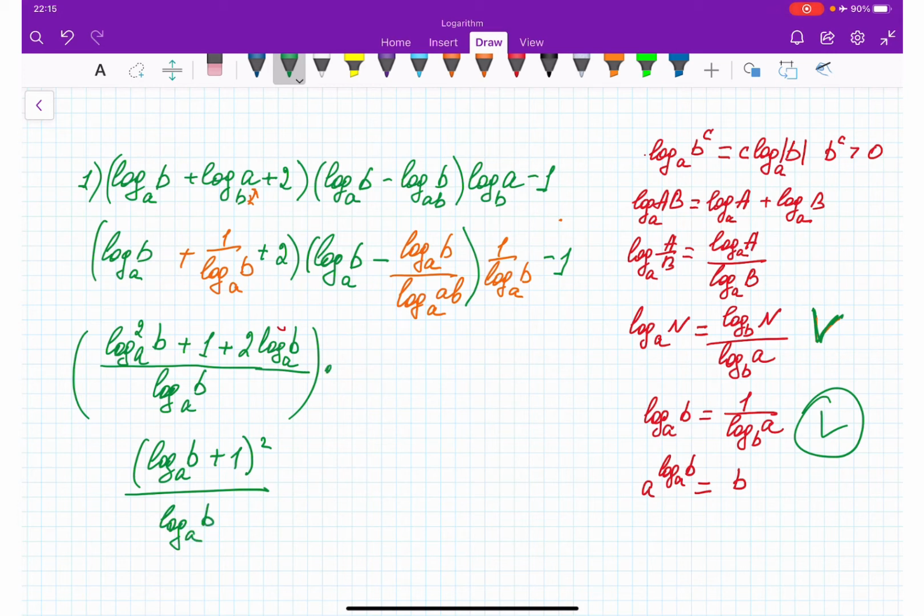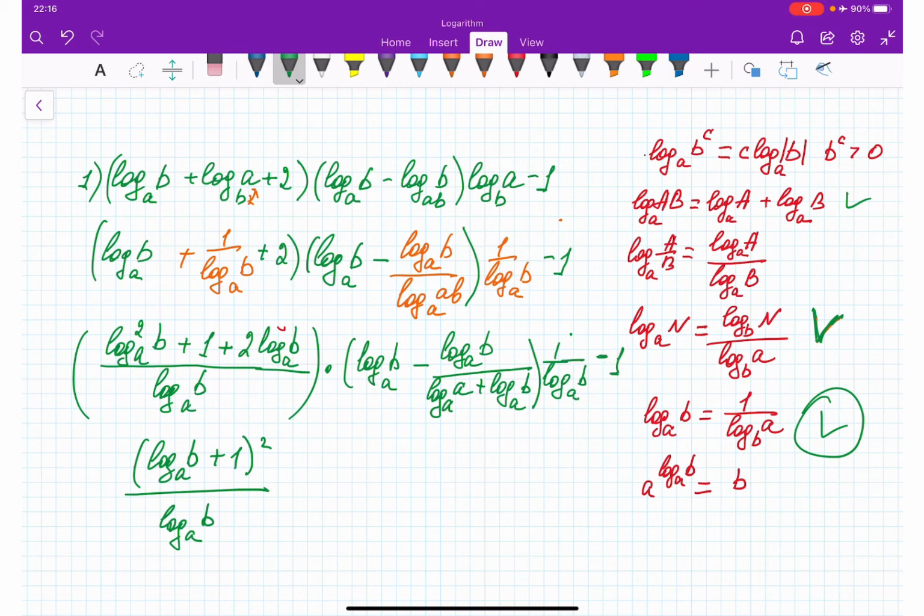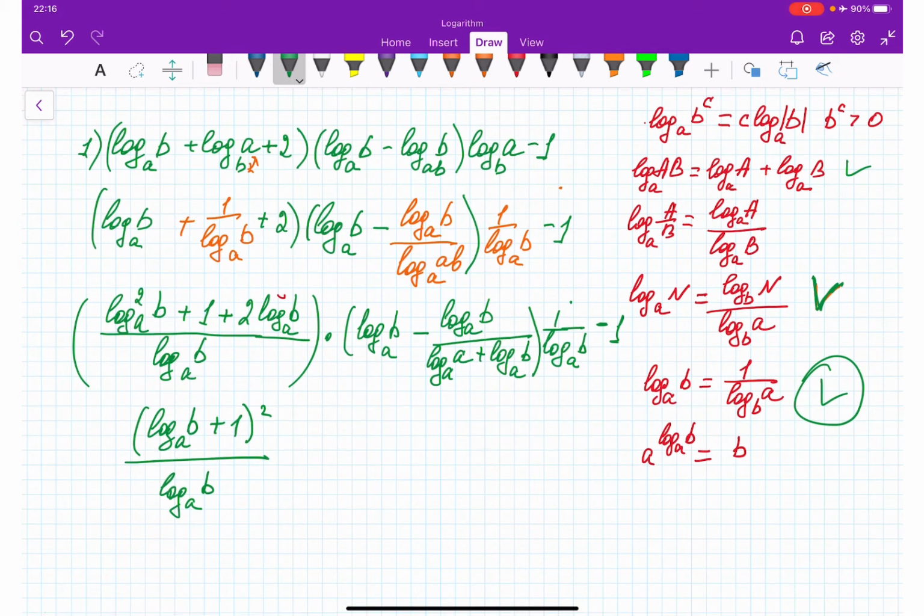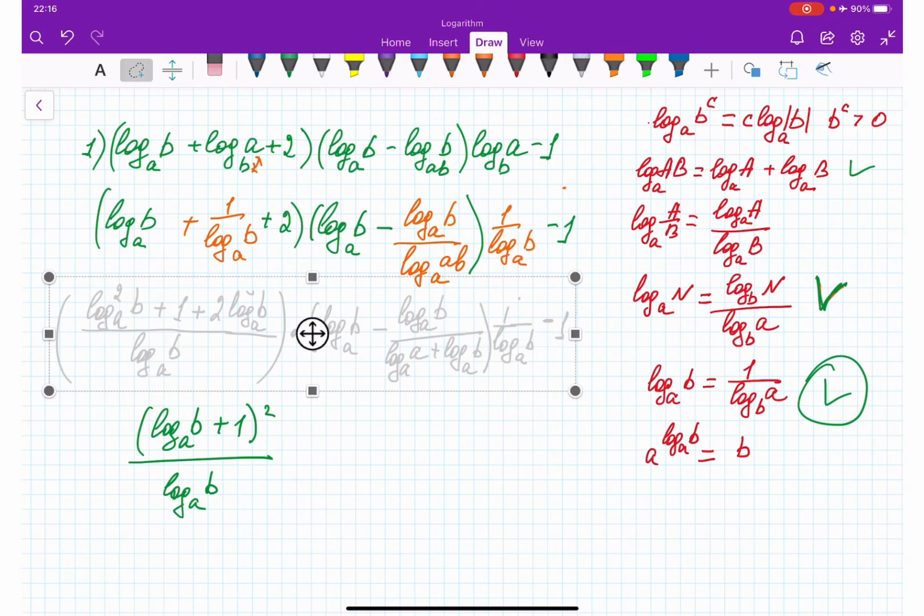Okay, so let's continue here. What is going to be here? Logarithm of b by base a minus logarithm of b by base a. In the denominator, I have a product, so I'm going to convert it into addition, right? Here it is. Okay, and we are getting logarithm of a by base a plus logarithm of b by base a, times 1 over logarithm of b by base a, minus 1. Okay, so we are getting, one second, let me make it more compact.